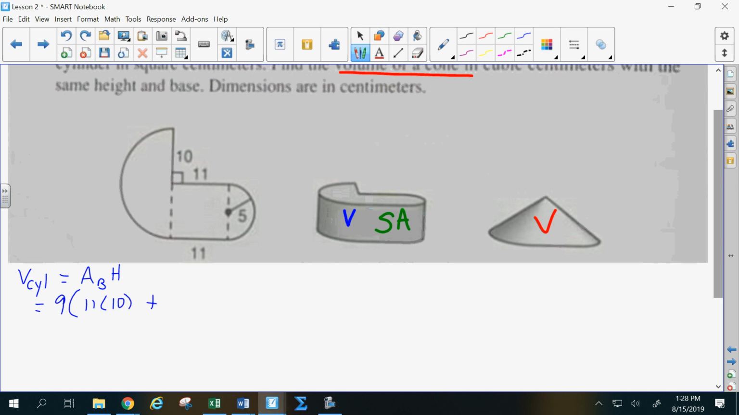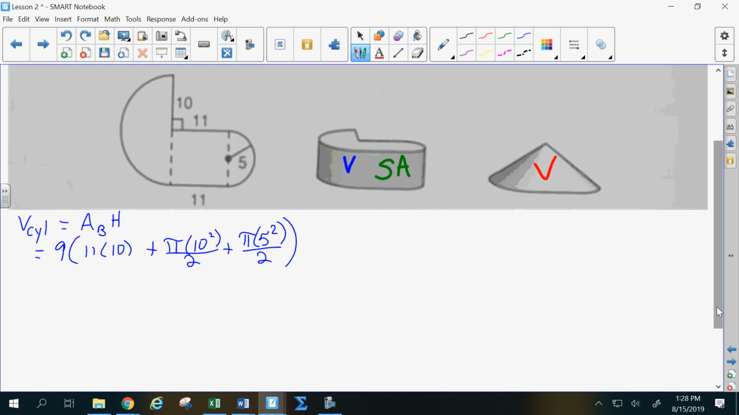Okay, then I've got semicircles. What's the formula for the area of a whole circle? Pi r squared, so I'm going to need pi r squared divided by 2 for a semicircle, right? So for the big one, what's its radius? So I'm going to have pi times 10 squared over 2, and pi times 5 squared over 2, and all of that's going to be added up and multiplied by 9. We need to simplify as far as we can, keeping pi as pi.